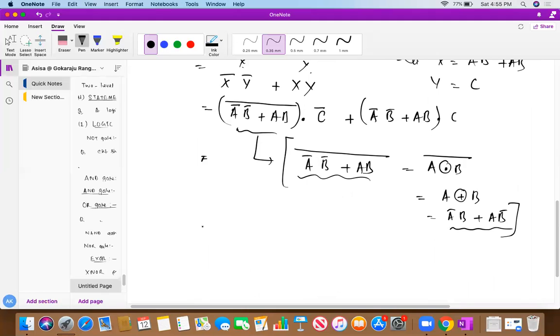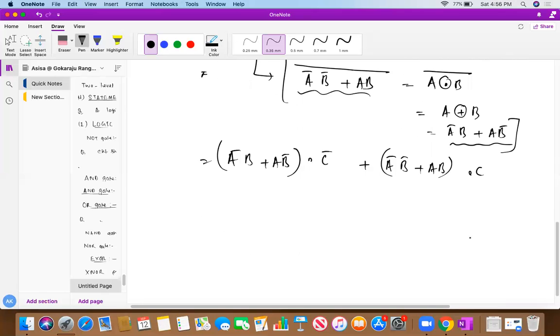So I'm going to apply those things here. This will be my A bar B or A B bar, and C bar, or, obviously as it is, A bar B bar or A B, and C. Now what I'm going to do here, very simple, I'm going to apply the distributive law over here, nothing else. A bar B C bar, or A B bar C bar, or A bar B bar C, or A B C.